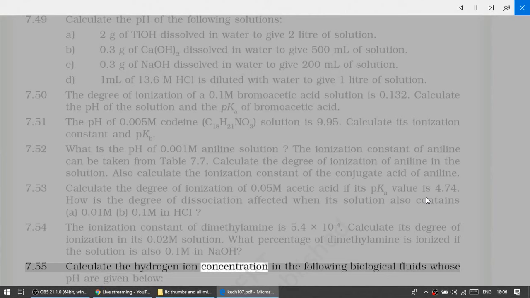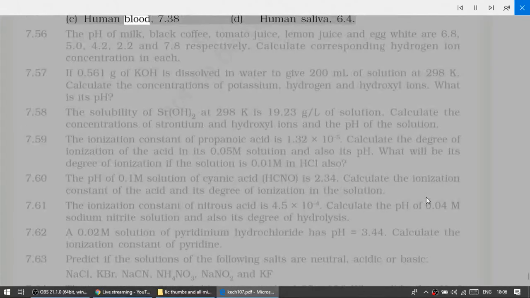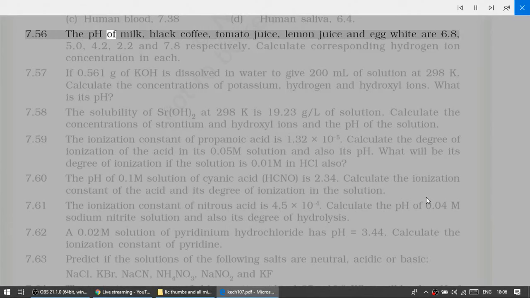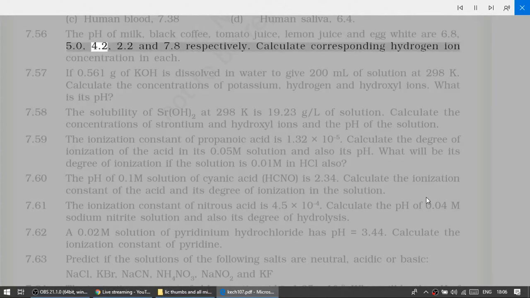7.55 Calculate the hydrogen ion concentration in the following biological fluids whose pH are given below. A. Human muscle fluid, 6.83, b. Human stomach fluid, 1.2, c. Human blood, 7.38, d. Human saliva, 6.4. 7.56 The pH of milk, black coffee, tomato juice, lemon juice and egg white are 6.8, 5.0, 4.2, 2.2 and 7.8 respectively. Calculate corresponding hydrogen ion concentration in each.